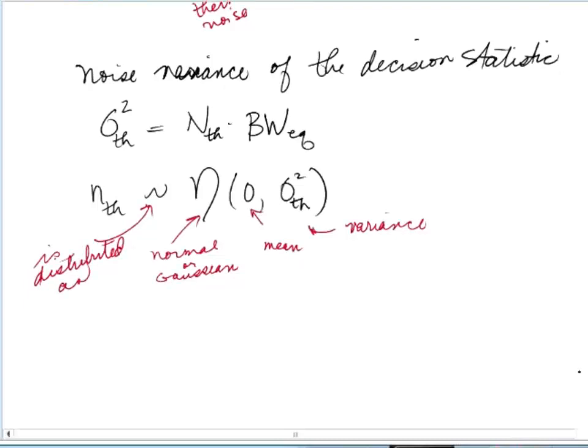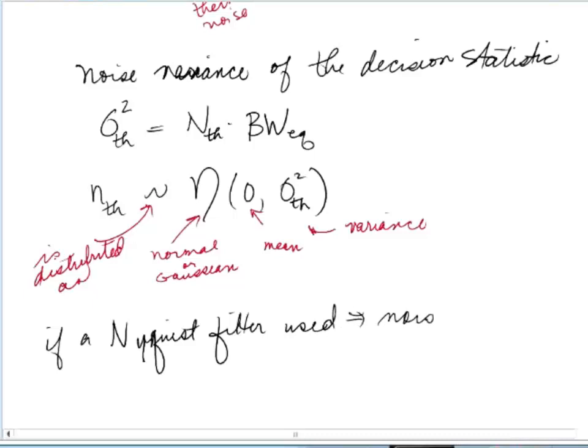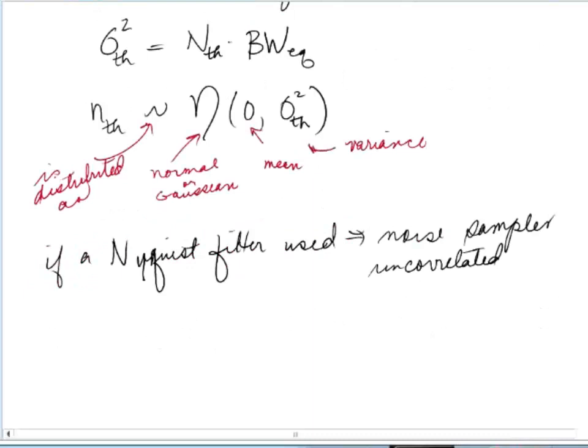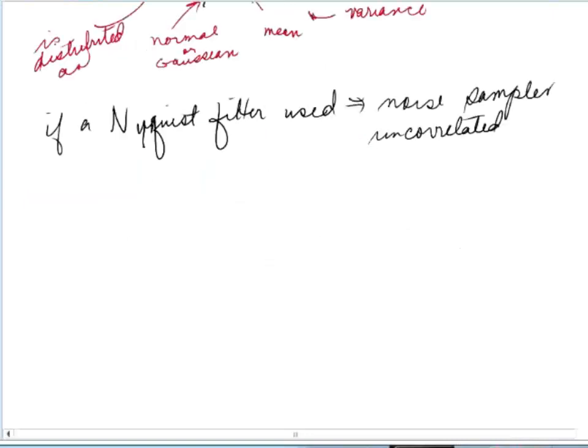We will have a collection of noise samples, one at each one of the sampling intervals. In fact, what we'll be talking about on Thursday is a brief review to remind you that if a Nyquist filter is used, the noise samples will be uncorrelated. And of course, for Gaussian random variables, uncorrelated equals independent, which allows for the bit error rate analysis. Okay, so very straightforward. I'm sure you've seen this all before.